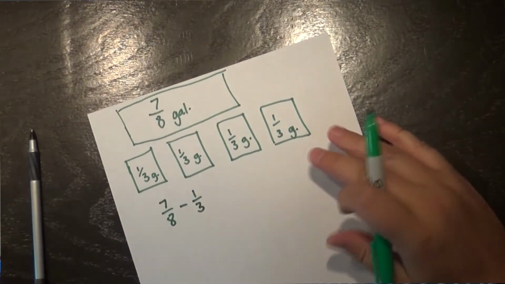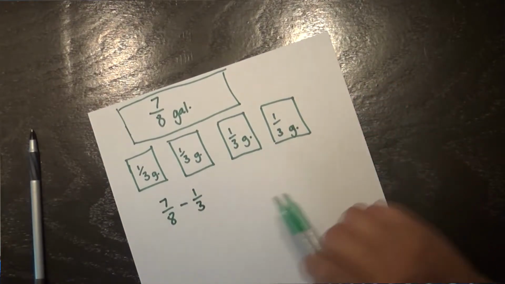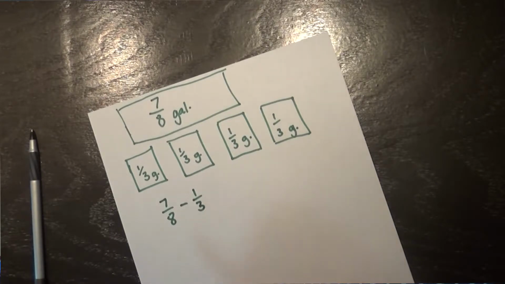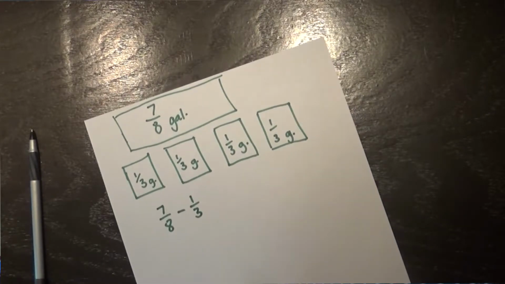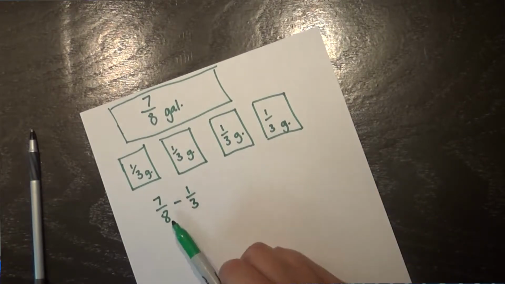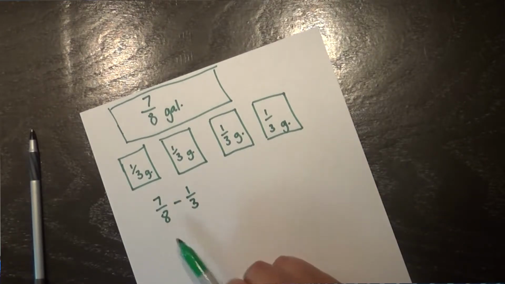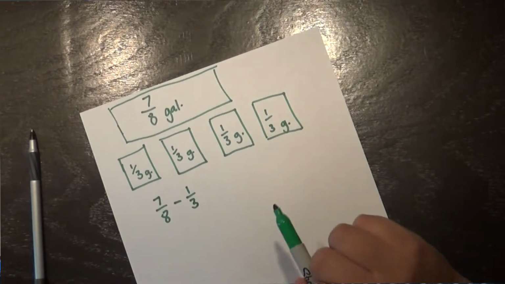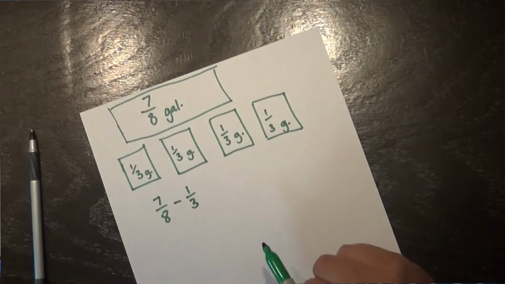Okay? And anybody who's been around fractions before knows that we can't just take 7/8 minus 1/3. No, no, no. They don't play nice like that. Instead, we have to make sure that our bottom numbers are the same before we subtract. All right, so we have to have common denominators.